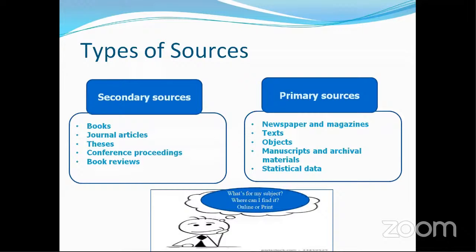But sometimes you might need to look at primary sources as well. So that can be newspapers, magazines, statistical data, manuscripts, text, images, objects. So you have to think about what your topic is, what your subject area is, and what kind of sources and materials you need to be looking for to do your research. Personally, I use secondary sources most of the time for my literature searching. Sometimes I use primary sources if, for instance, I need newspaper articles on a topic, or if I need statistical data that has not been published in any peer-reviewed journal.